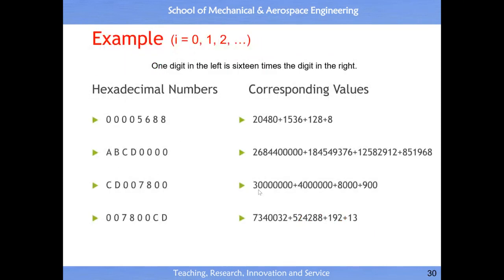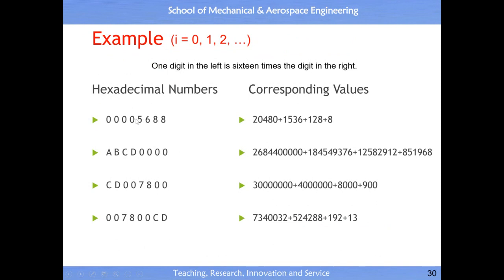Okay. So here I just show you some examples for you to evaluate the value of a series of hexadecimal digits. For example, we have this series of digits, but these digits belong to a hexadecimal number. Okay, so then how do we evaluate the value?